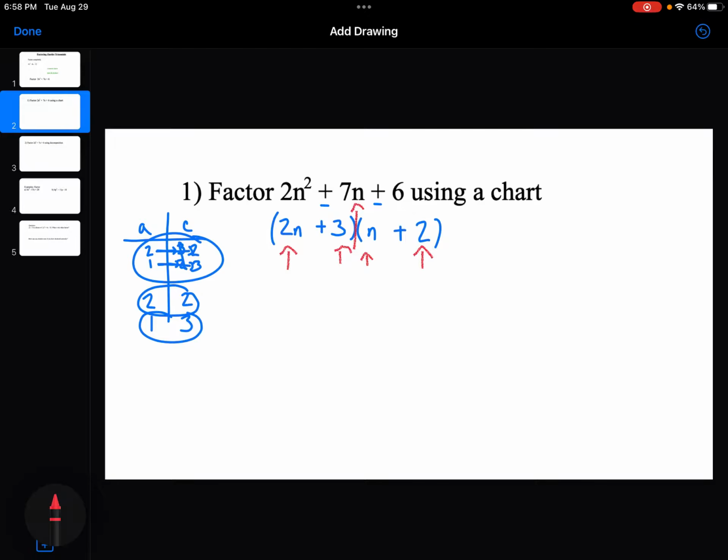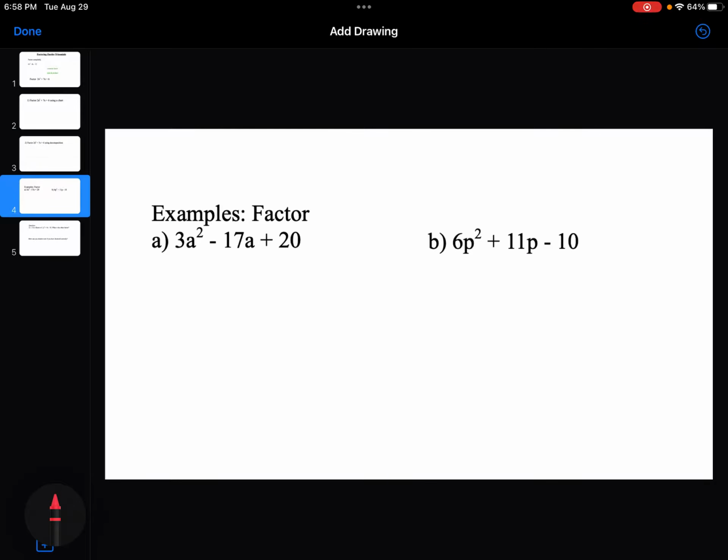That's a quick check. That's not actually expanding everything out. You can always expand and check if you're correct, but that's a quick check to see if you're right. Let's look at a couple more.